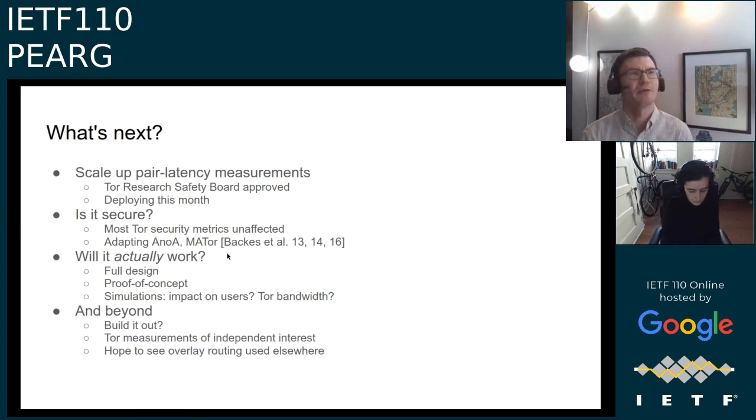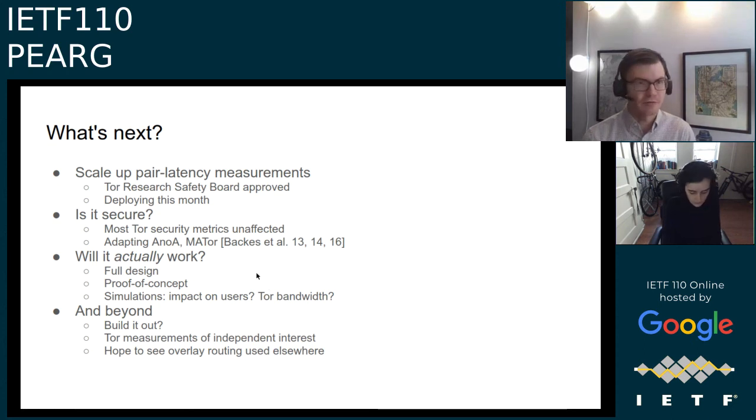And then we also want to make sure not only that it would work in theory, which you can learn from these pairwise measurements, but that it would work in practice, that it wouldn't impose unrealistic additional bandwidth requirements or computational requirements at these nodes, which are often not commodity server machines. They're often running in a home network. And so in order to do that, we need to both build out a proof of concept and assess the performance impact, and then run simulations using the topography of the Tor network.